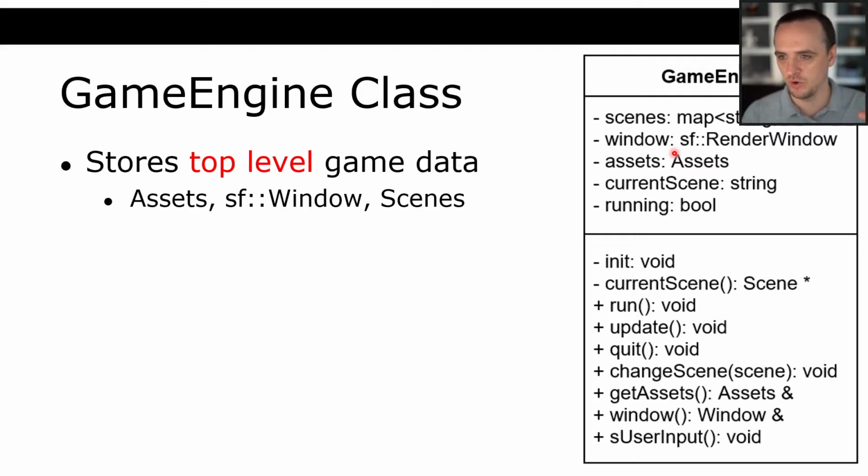The game window is still there. It's still running. The assets. So the game engine is going to store all of the assets. And the way we are going to be doing things in this course is that our games are going to be so small that we are going to load all of our assets at once at the start of the game. So when the game runs, it will load all of our assets for all of the scenes.